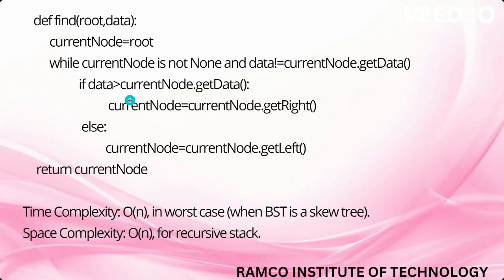If data is greater than current node.get_data, which means data is greater than the root node, we need to go to the right side. Otherwise, we need to go to the left side. So here current node equals current node.get_right. Else we need to go to the left side, so current node equals current node.get_left. Then return the current node.